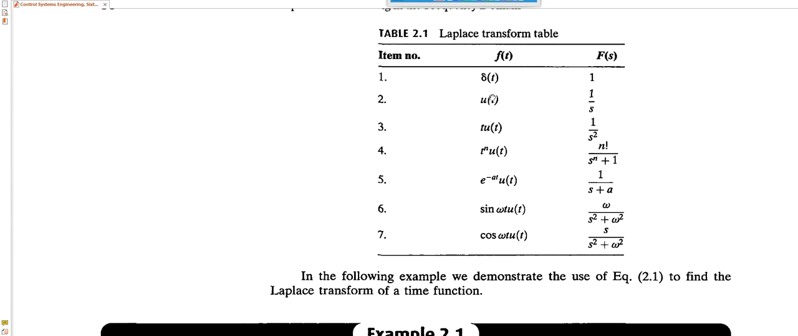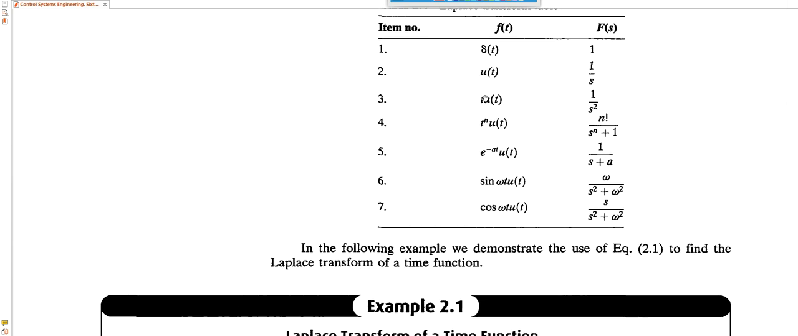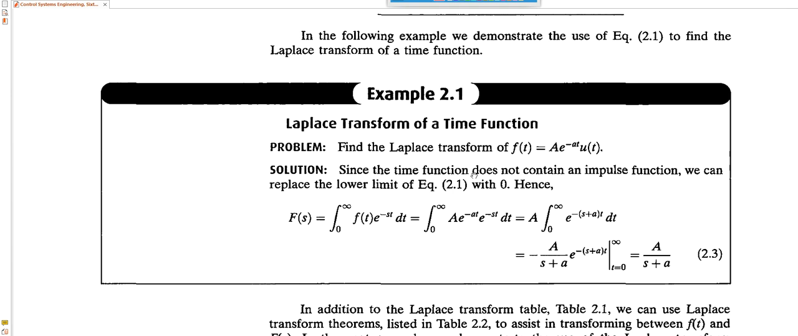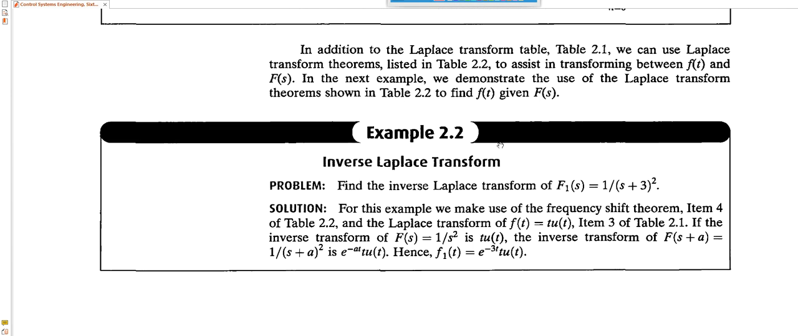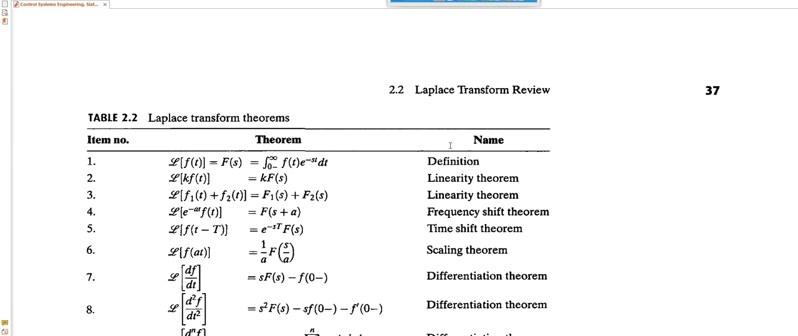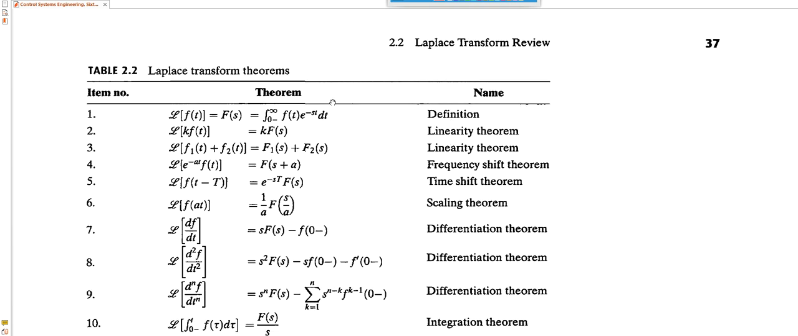So this is the impulse and this is the unit step. This is the ramp and this one is the exponential, sine and the cosine. Same examples that we have in the other presentation. Here we're going to focus on the inverse Laplace transform. So take note of this table 2.2, the Laplace transform theorems.